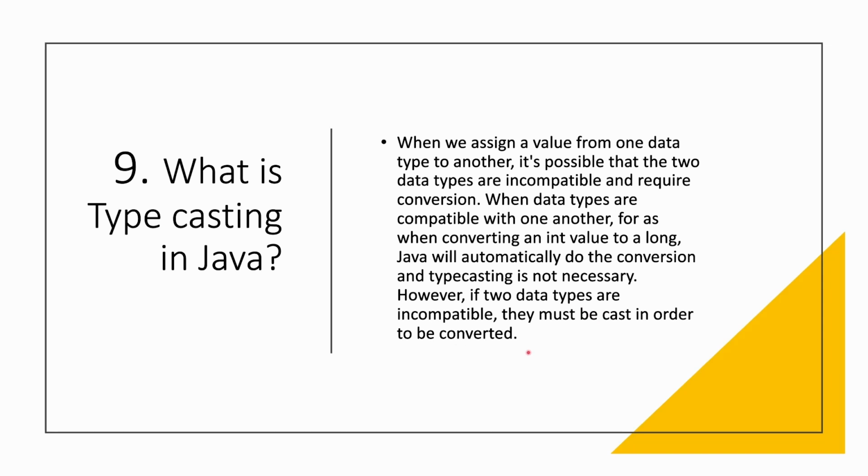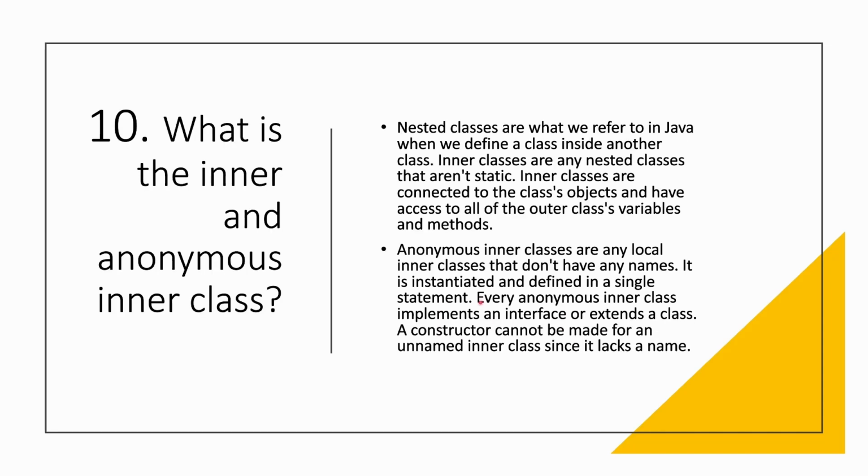Okay. So if you are trying to convert data types that are compatible with one another, like int to long, then it is no problem. It will automatically do the conversion. But when the data types are not compatible with each other and you want to convert, then you need typecasting. Okay. Now, what are inner and anonymous inner classes?